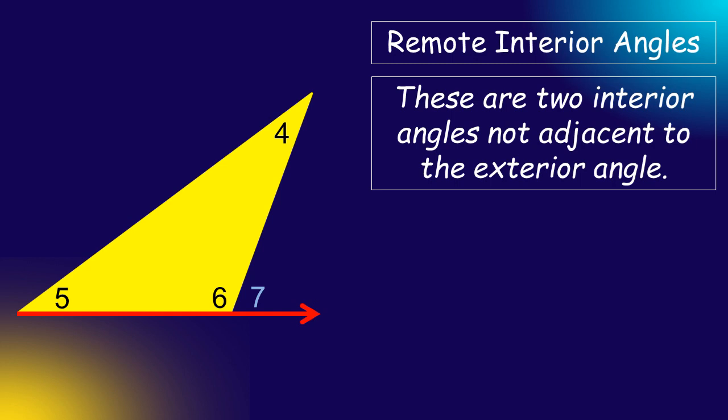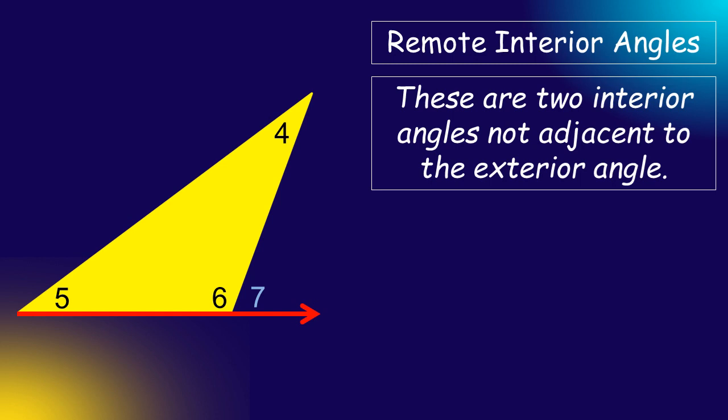Okay, pag sinabi nating adjacent, adjacent angles because we are talking about angles here. If we are talking about adjacent angles, they share a common vertex and they share a common side. Or sa madaling salita, ito yung angles na magkalapit or magkadikit. Ang sabi dito, ang remote interior angles ay ang dalawang interior angles na hindi kalapit ng exterior angle.